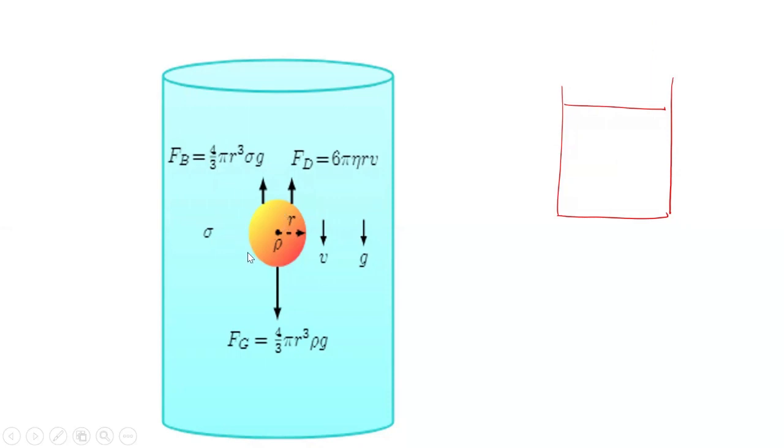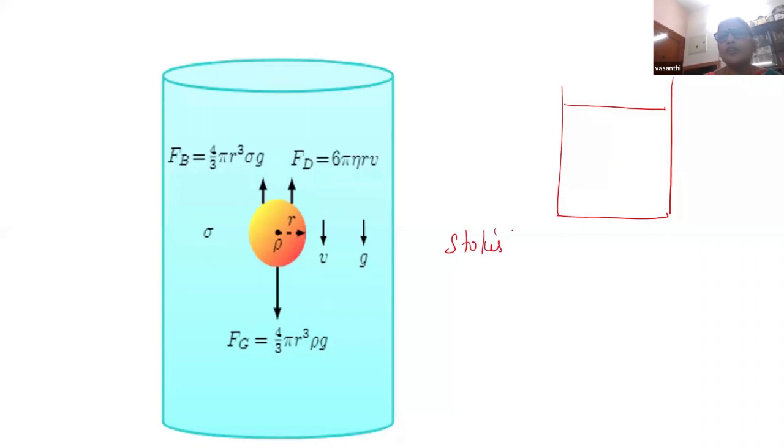So this is a solid, a very small spherical body. We derive Stokes law. What is Stokes law? From Stokes law, we derive the viscous force, isn't it? How do we derive it? What method do you employ?